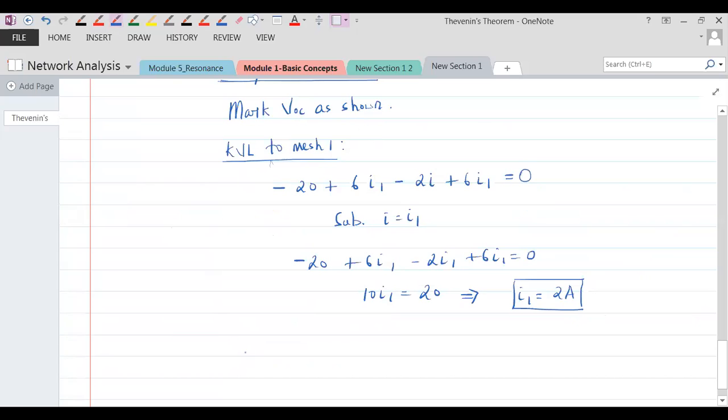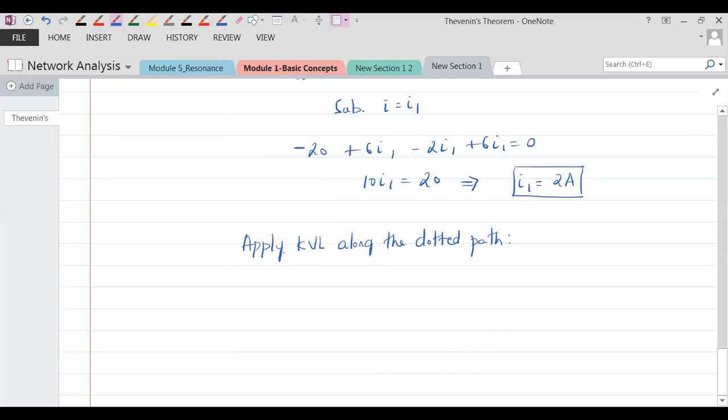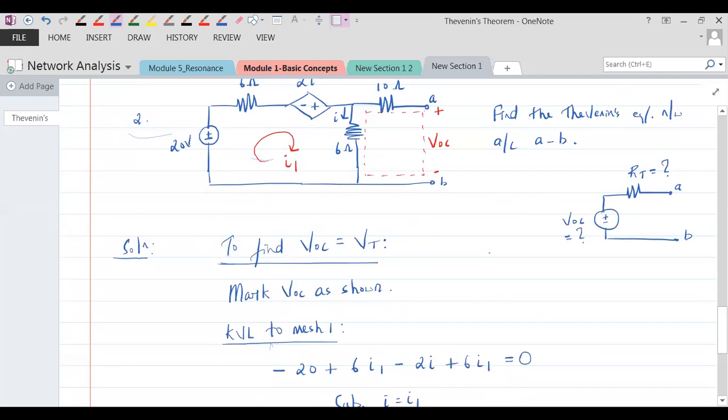Apply KVL along the dotted path. Everybody do that. Apply the KVL along the dotted path and see what we get. Do this. We are left with 3 minutes. I hope we will be getting it within it.